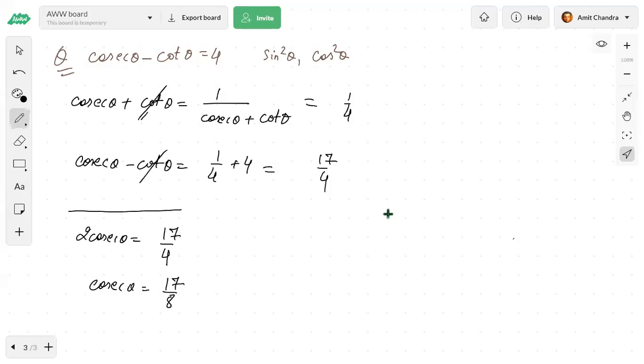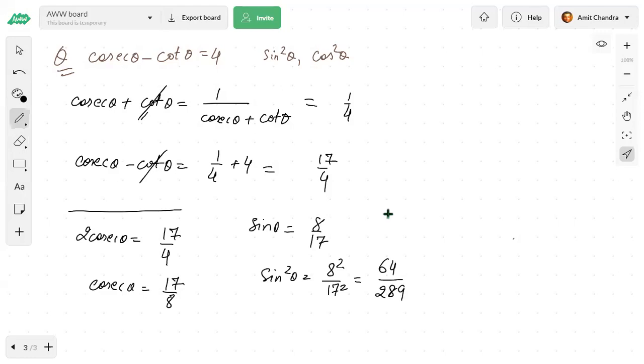So cosec theta, that means sine theta will be 8 by 17, right? So sine square theta will be 8 square by 17 square, which is nothing but 64 by 289. 289 is the square of 17, 64 is the square of 8.